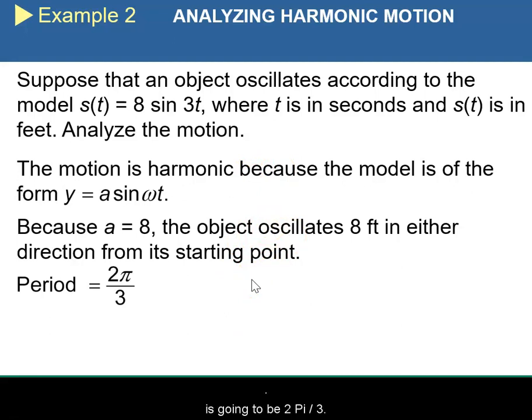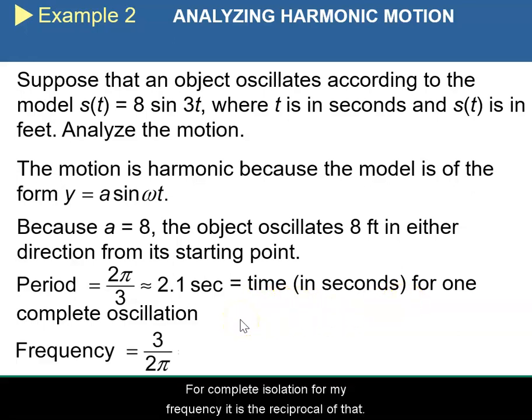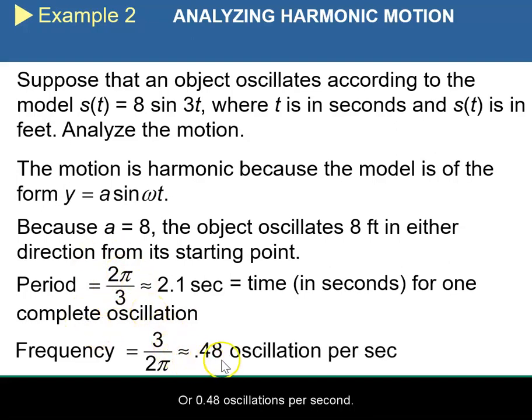Okay, the period is going to be 2 pi divided by 3. So that comes to around 2.1 seconds for one period, and this is in seconds, right? For a complete oscillation. For my frequency, it is the reciprocal of that, or 0.48 oscillations per second.